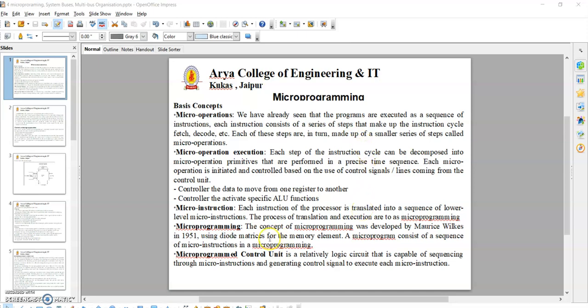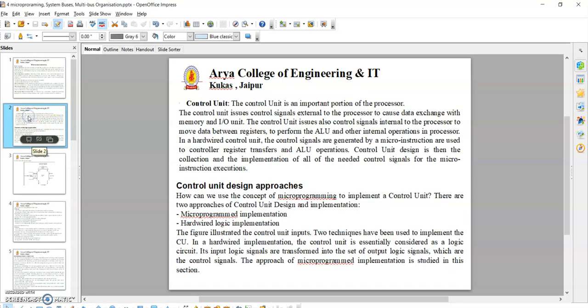We already know the control unit, which is an important part of the processor, able to control the whole processor, the memory and input output. The control unit also issues control signals internal to the processor to move data between the registers and to perform the ALU and other internal operations in the processor. But in the microprogrammed control unit, the control signals are generated by micro instructions that are used to control the register transfers and ALU operations.